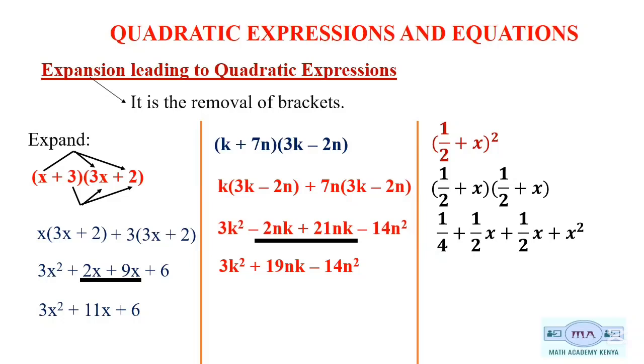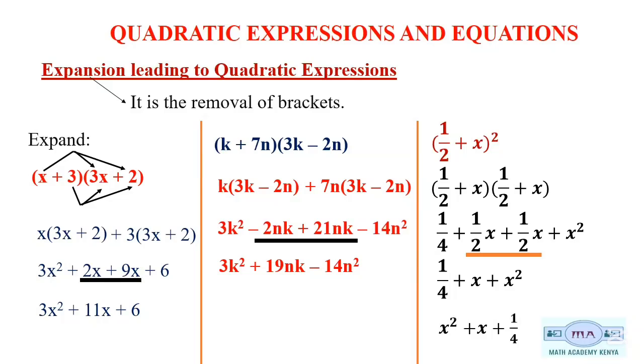So this one translates to basically a quarter plus x, because we know a half x plus a half x gives us a full x, which is x. So this one can be rearranged to end up with x squared plus x plus a quarter.